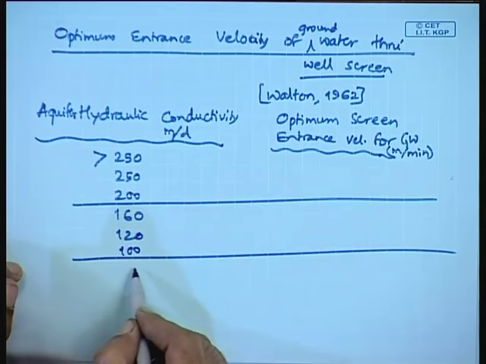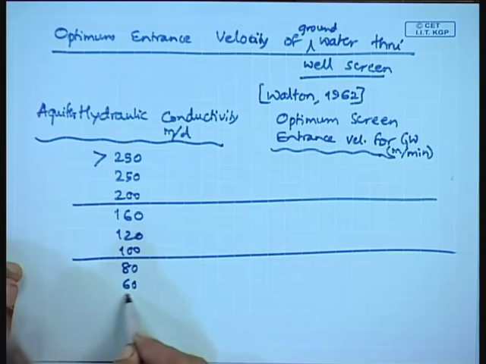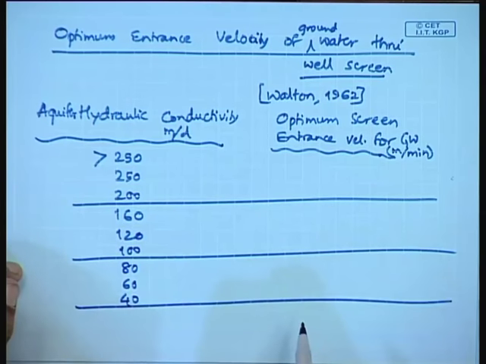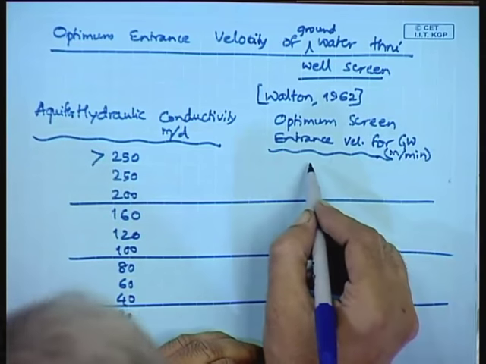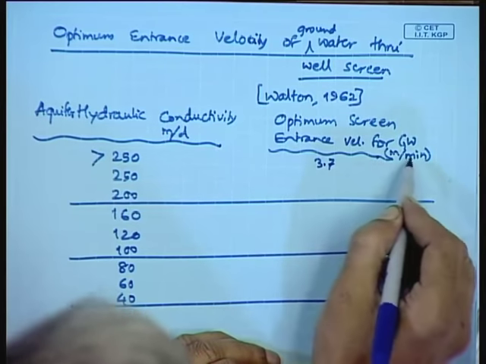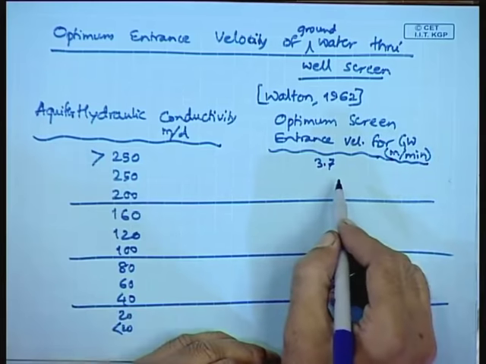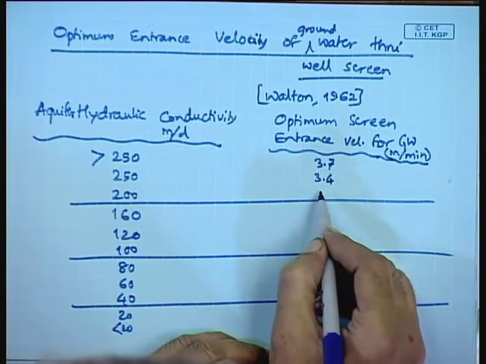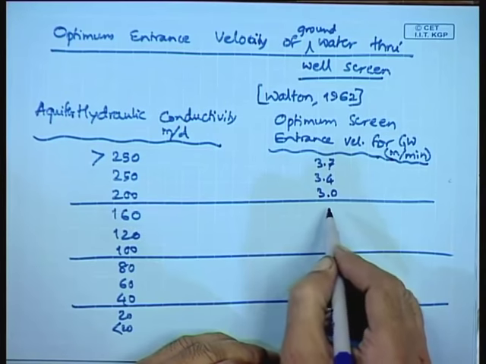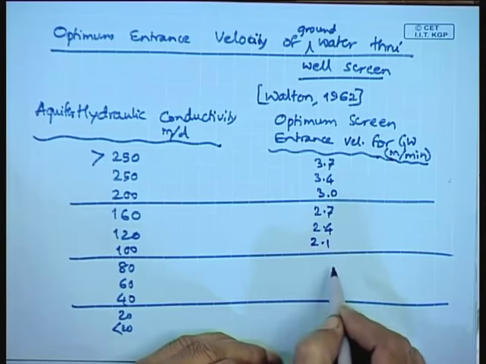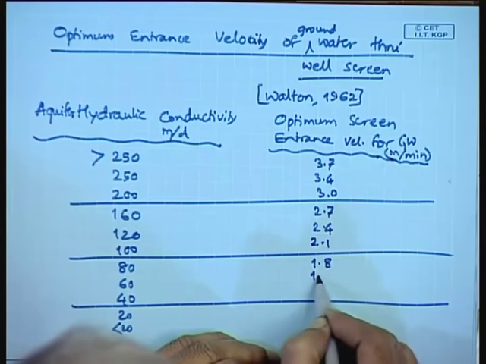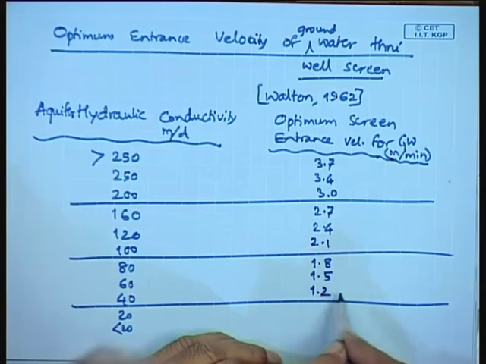Next, it is 80, 60, 80, 60, 40. Then 20, and then less than 20. So the optimum screen entrance velocity, this is 3.7, this is all in meter per minute, 3.4, then 3, 2.7, 2.4, 2.1, 1.8, 1.5, 1.2, 0.9 and then 0.6.